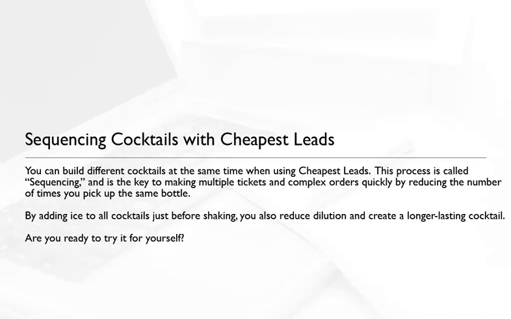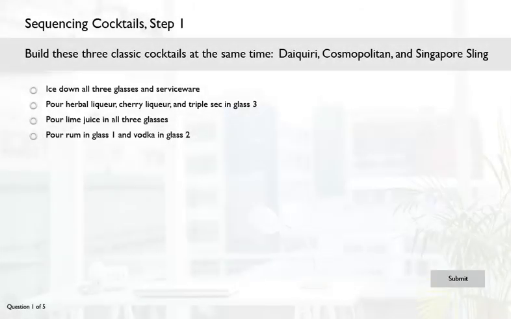It looks like we have a complex ticket coming in. It looks like the 3 drinks on this ticket are all pretty different, but we can build them all at the same time using sequencing. Let's try it.